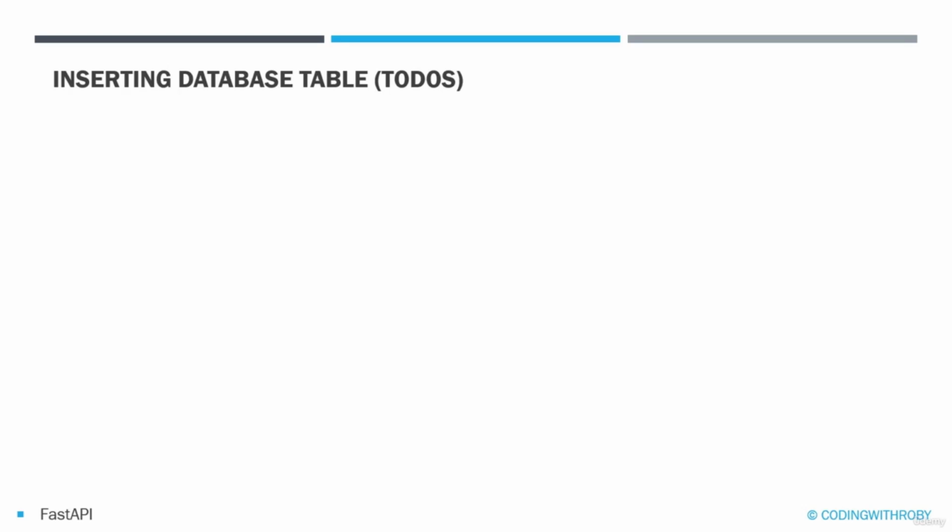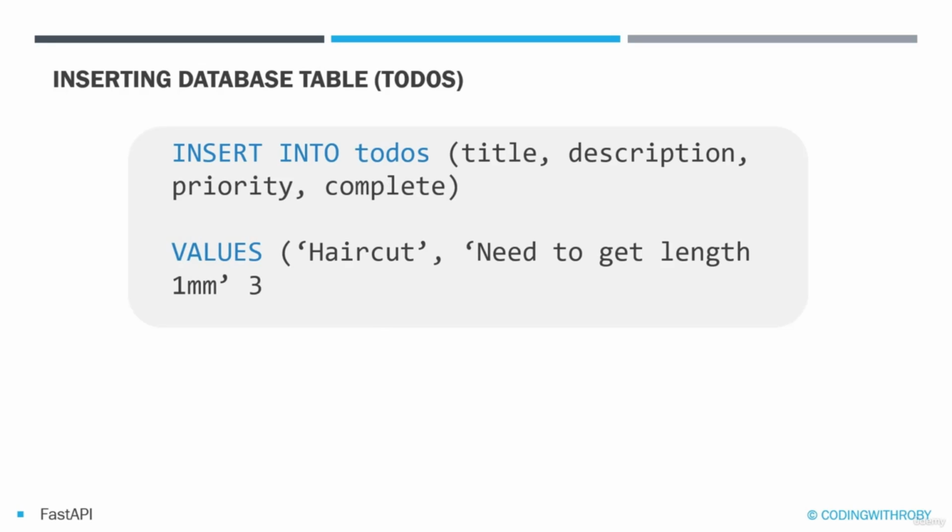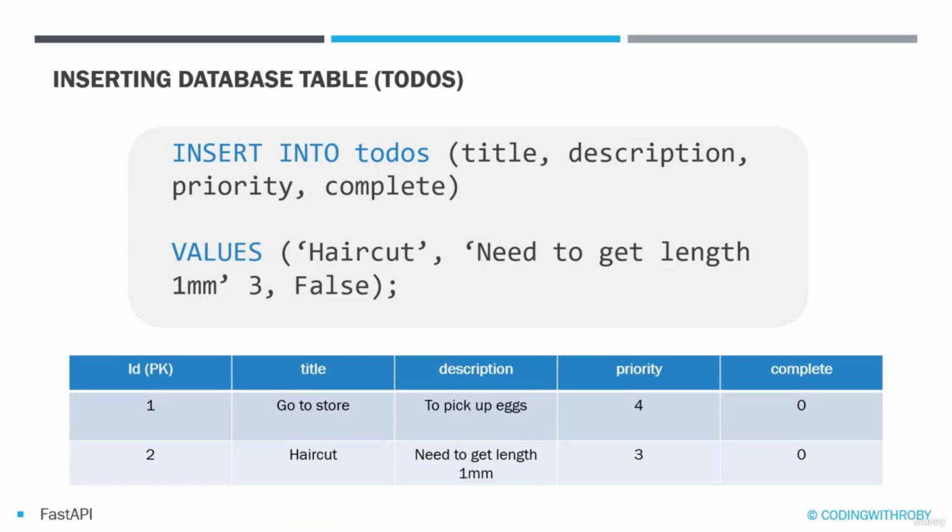Alright, now that we've created one record in our database, let's create another record. We'll be inserting into our todos a title, description, priority, and complete. And we'll say the values of these are haircut, need to get length of 1 millimeter, 3 priority, and false for complete. Once we submit this to the database, we can see that we now have two records in our database, one with an ID of 1 and one with an ID of 2.